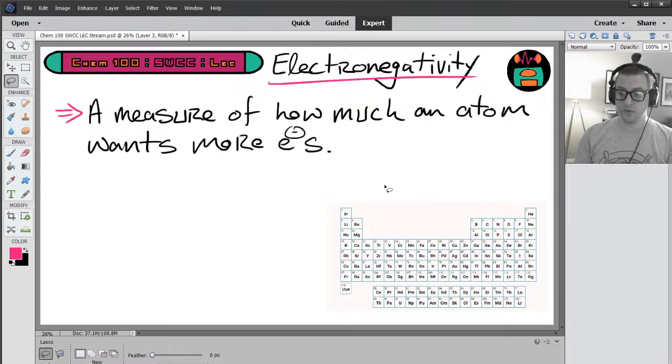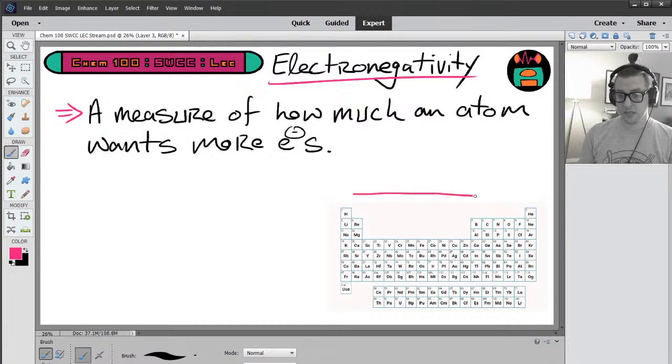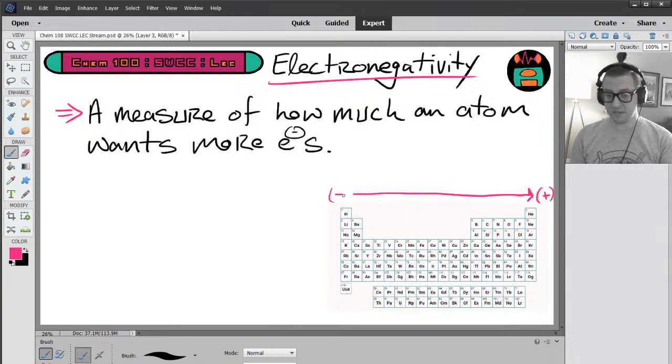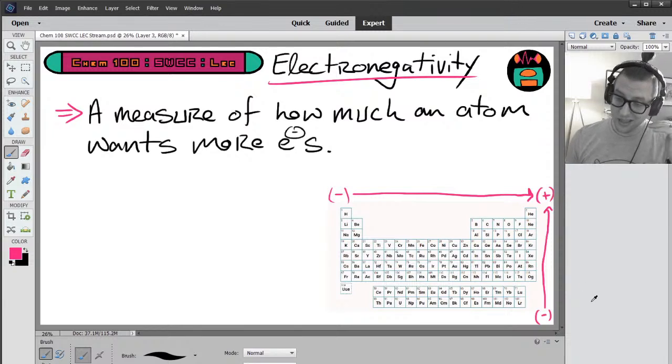So as you move from the left of the periodic table to the right, electronegativity increases. So the further to the left something is, the less electronegative it is. The further to the right something is, the more electronegative it is. It also increases as you move from the bottom to the top. So the closer to the bottom an element is, the less electronegative it is. The closer to the top an element is, the more electronegative it is.